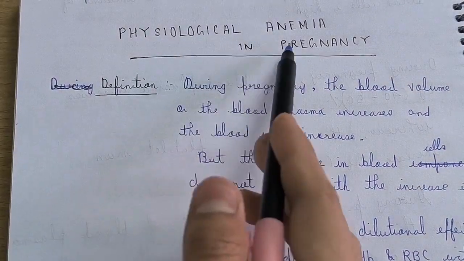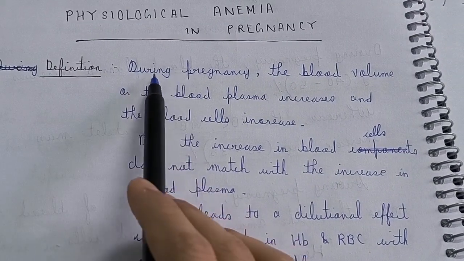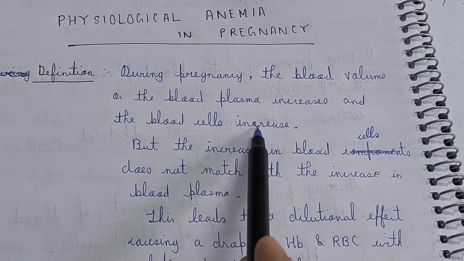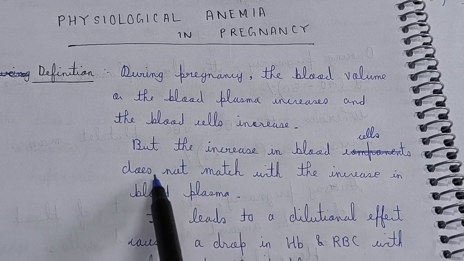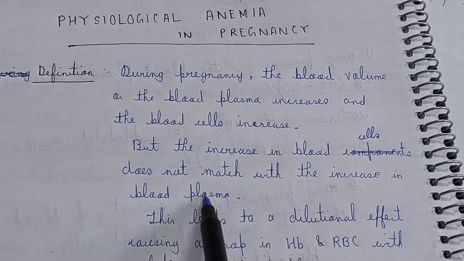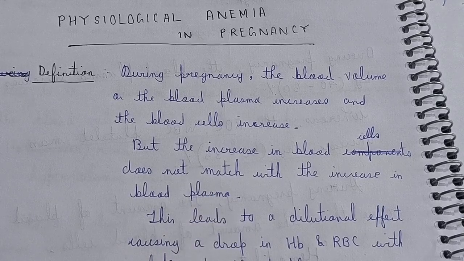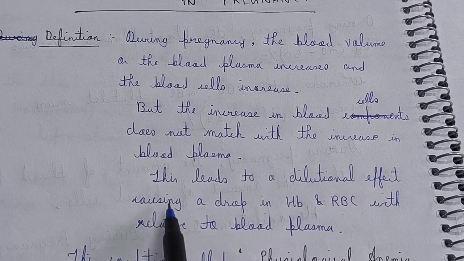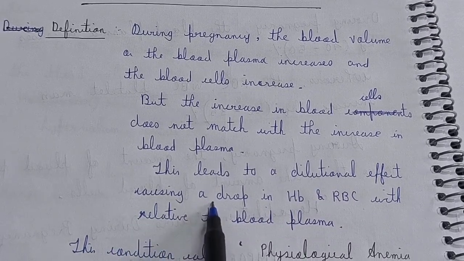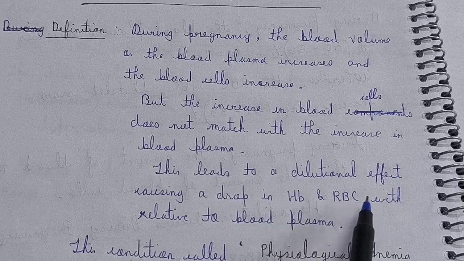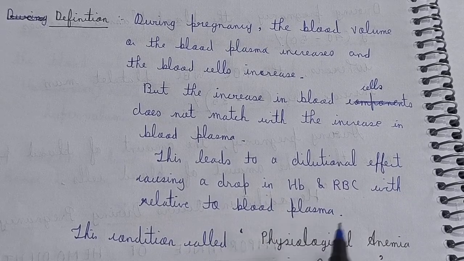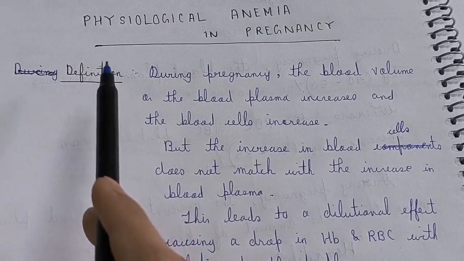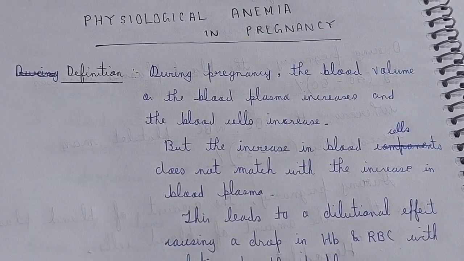So here is a summary about physiological anemia in pregnancy. The definition: during pregnancy, the blood volume or blood plasma increases and the blood cells increase. But the increase in blood cells does not match the increase in blood plasma, as the increase of blood plasma is more than the increase of blood cells. This leads to a dilutional effect, the hemodilution effect, and this dilution effect causes a drop in hemoglobin and RBC relative to blood plasma, and this condition is known as physiological anemia in pregnancy. So this is the definition of physiological anemia in pregnancy.